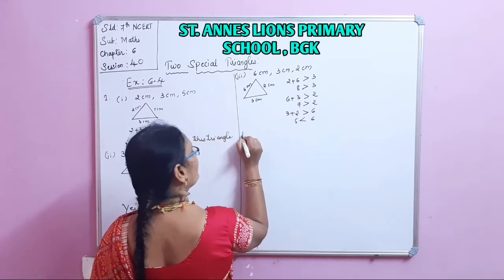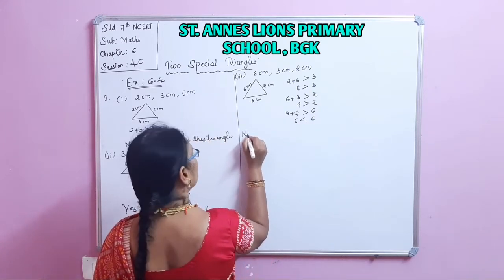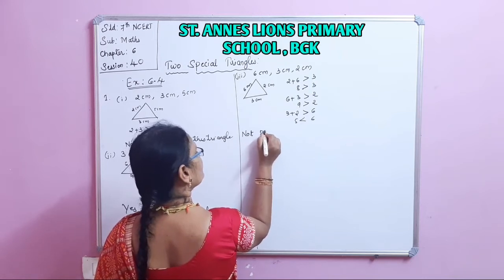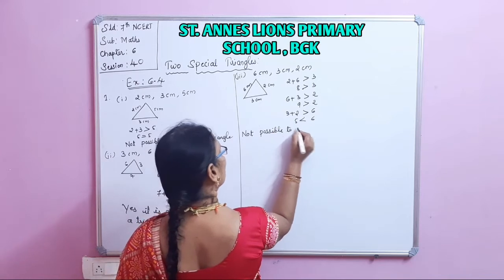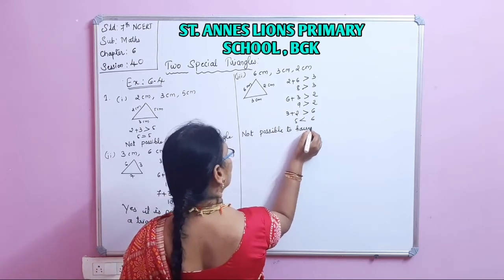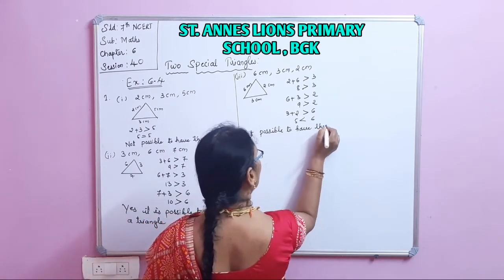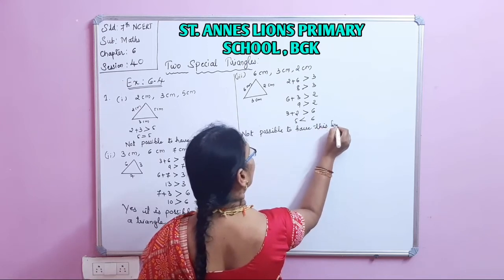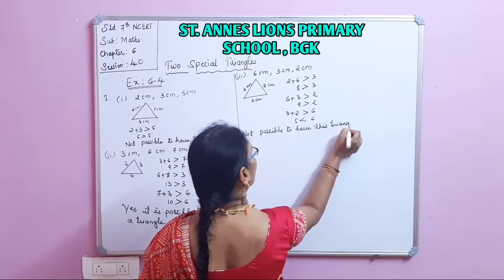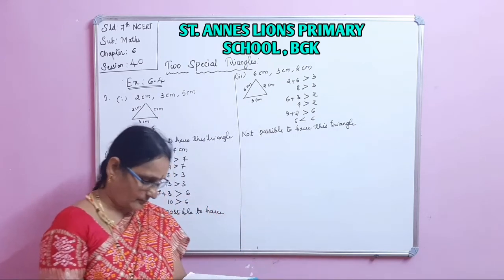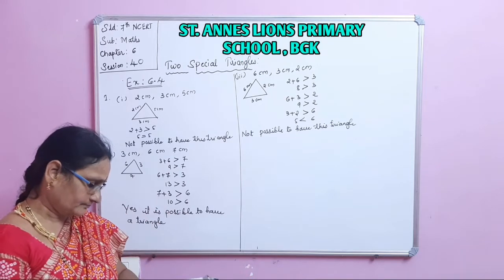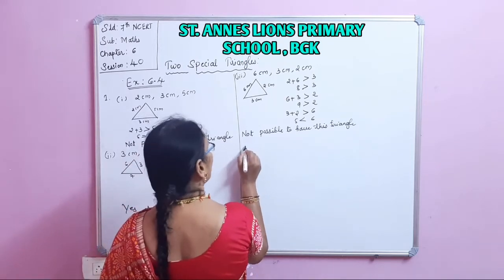That means it is not possible to have this triangle. Okay, this is the first main we have done. I hope you understood. Second one, the second main.